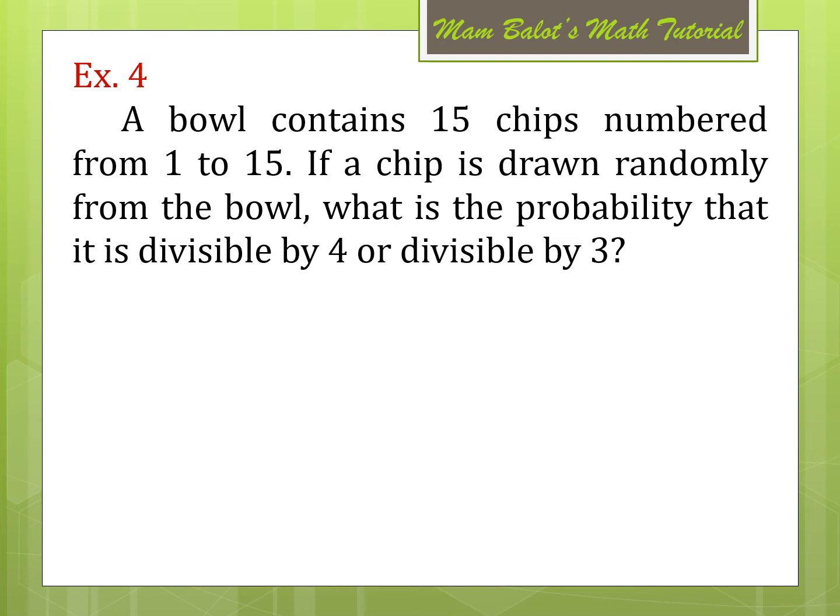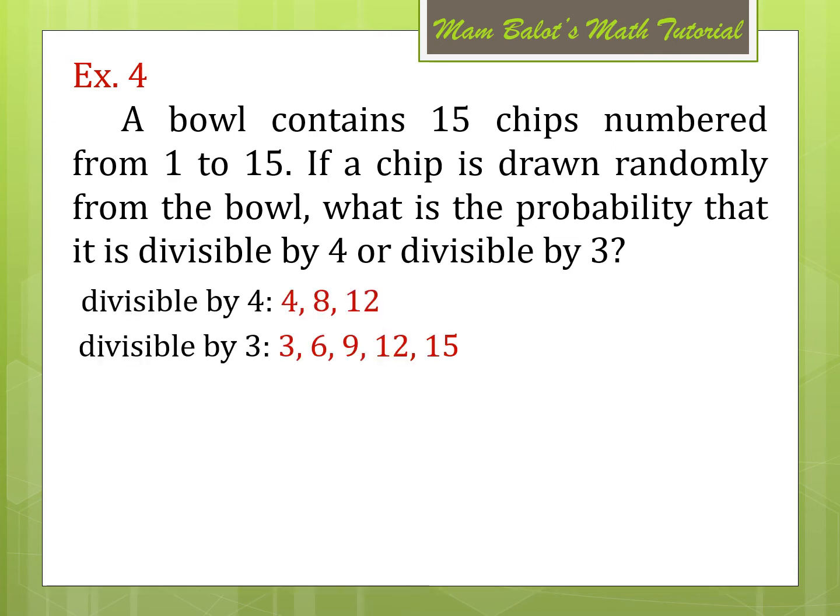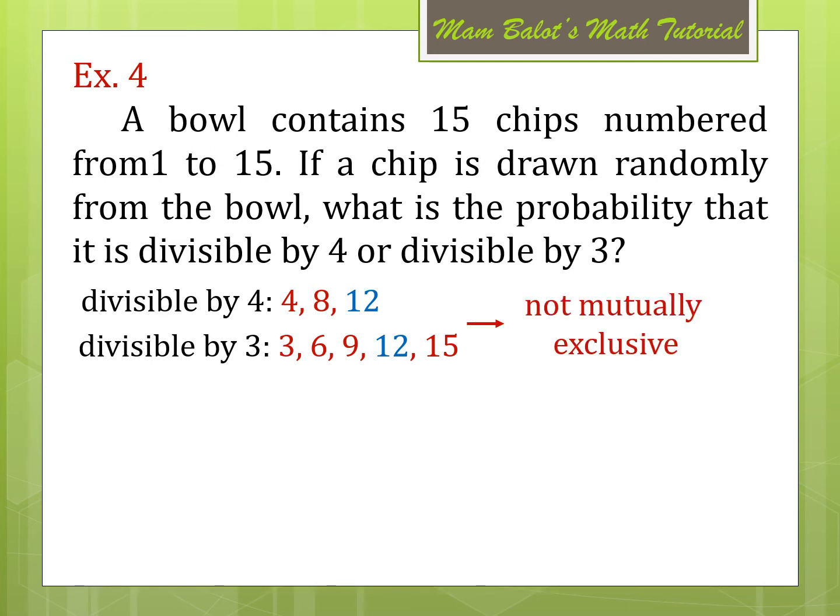Another example. In the same situation again, what is the probability that it is divisible by 4 or divisible by 3? The numbers which are divisible by 4 are 4, 8, and 12. And the numbers which are divisible by 3 are 3, 6, 9, 12, and 15. We have a common number which is 12. So again, these sets are not mutually exclusive.